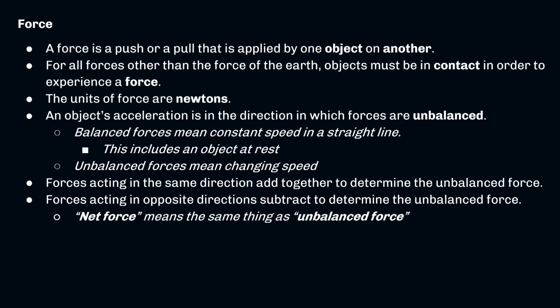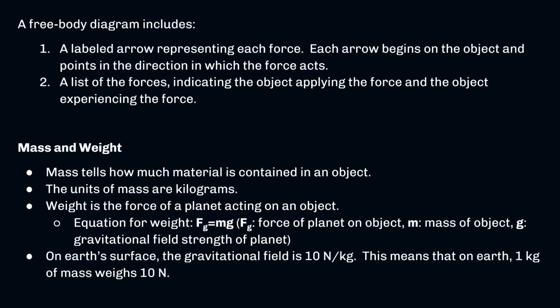So let's move into some more of our facts. All right, so we're going to make a free body diagram at one point in these examples. This means that we're going to make arrows representing each force. Again, it is an object on object, so I have to be in contact with something in order to have a force from that besides the force of Earth.